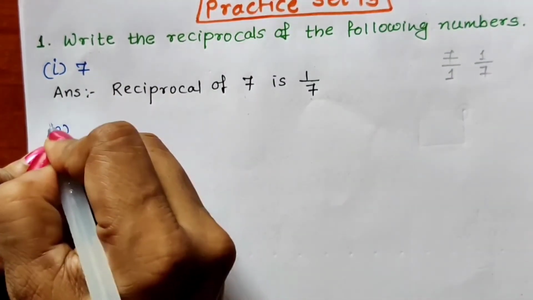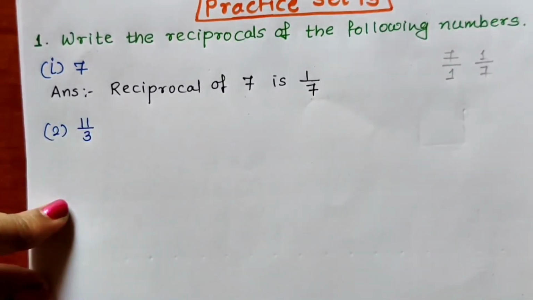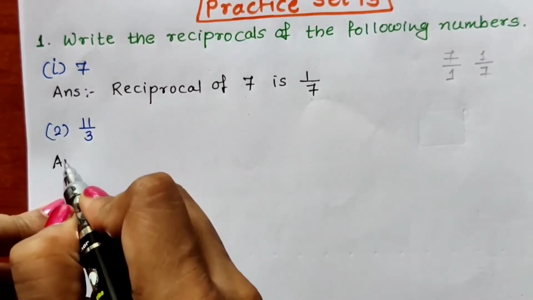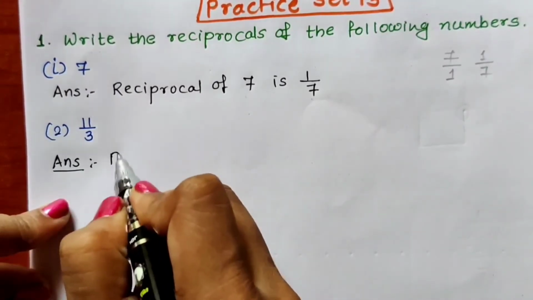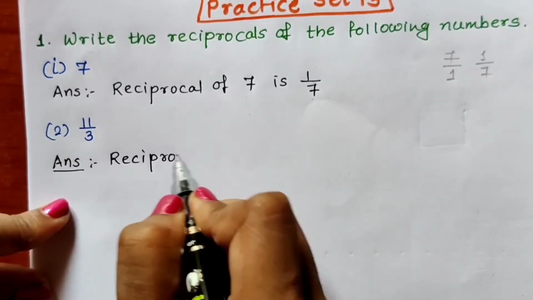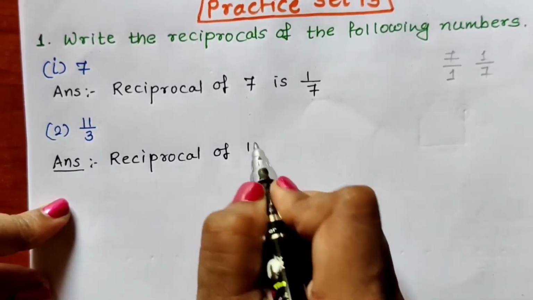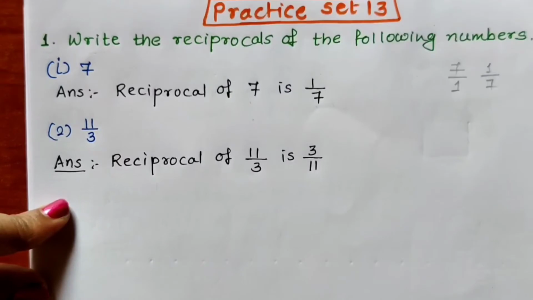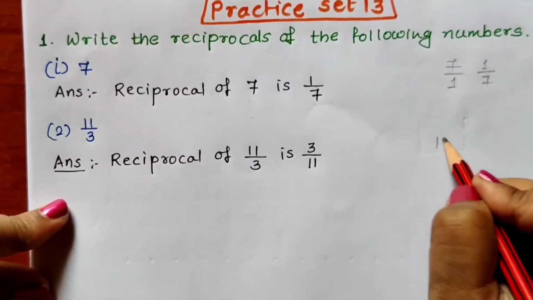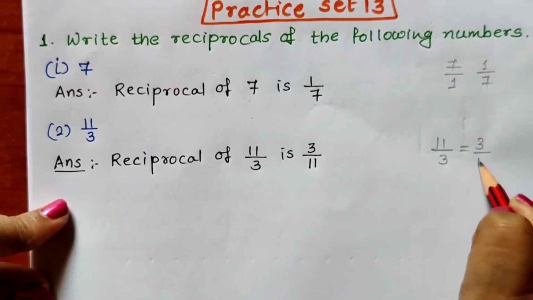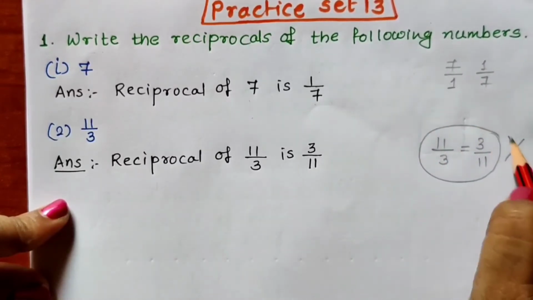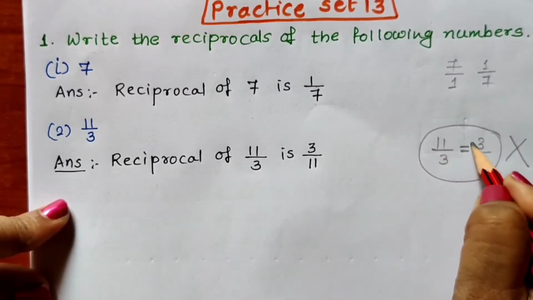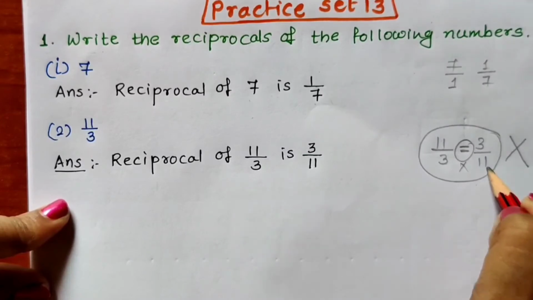Now let us see the second number. The second number is 11 upon 3. Writing the reciprocal of such a number, where you can see the numerator as well as the denominator, becomes easy. How to write: reciprocal of 11 upon 3 is 3 upon 11. In this way you have to write in a full sentence. Never write like this: 11 upon 3 is equal to 3 upon 11. Writing in this manner is totally wrong. You should not write this, because 11 upon 3 is never equal to 3 upon 11.